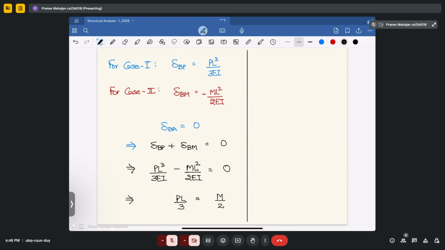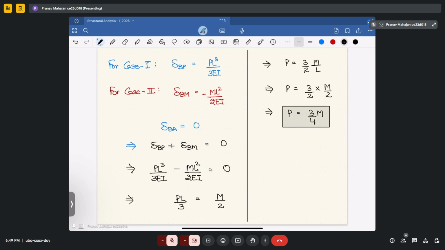This will give you PL upon 3 to be equal to M upon 2. Let's continue in this slide only. This will give you P equal to 3 by 2 M upon L. Now substitute the value of L. You will get 3 by 2 into M by 2. That means P will be equal to 3 by 4 M.